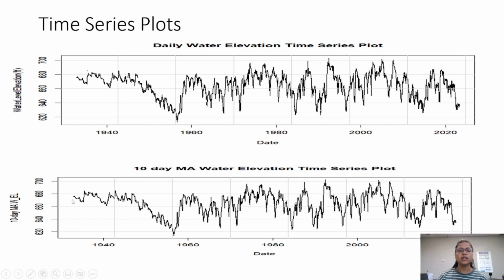What the rolling mean does is take data from 1 to 10 and compute the mean, and similarly does 2 to 11 and gives us the mean value.